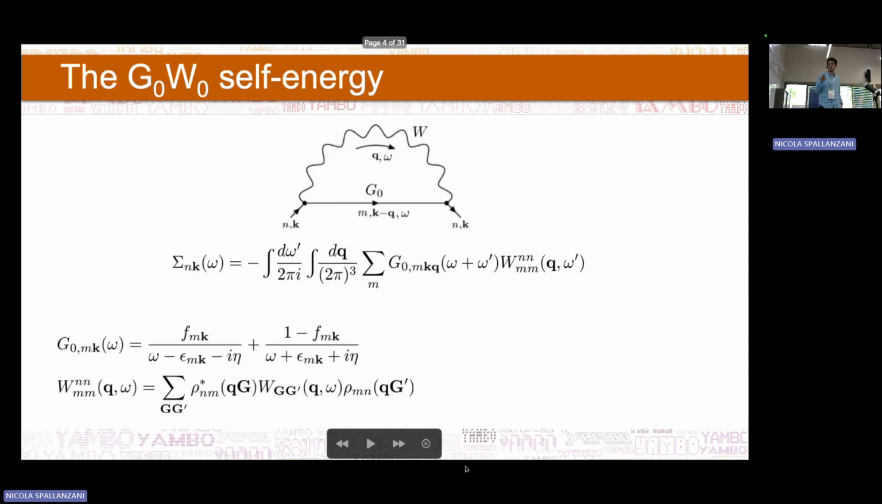But if you pass to the momentum representation, you have a double integral over the frequency and the momentum. And for certain elements, you also need to consider all the Kohn-Sham states. And if you remember, in the Lehmann representation, G0 features Kohn-Sham energies, while the screened potential is in the plane wave set and depends on G prime, and then we need to transform it back to the wave function. So the expression seems kind of simple here, but the computation is not so simple.